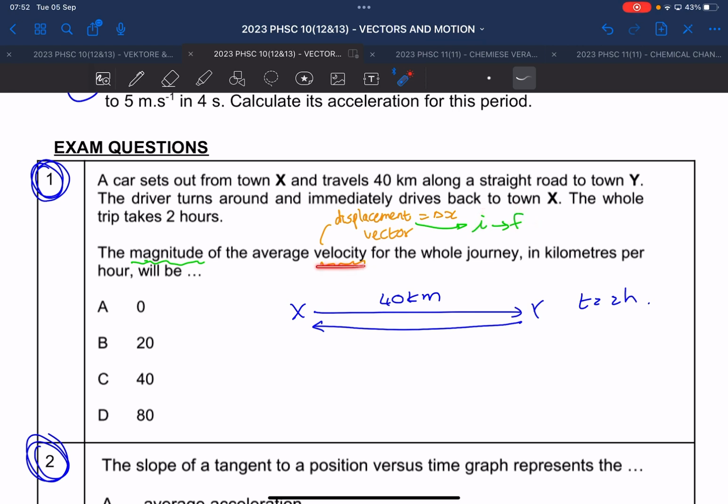Okay, so the velocity for the whole journey in kilometers per hour will be what? Okay, so your question is, what is the displacement? What is the displacement for the guy's car? Where did he start? At X. Where did he finish? At X. So what's the direct line between start and finish? Nothing. 0. So his displacement is 0. Over 2 hours gives you 0 kilometers per hour.